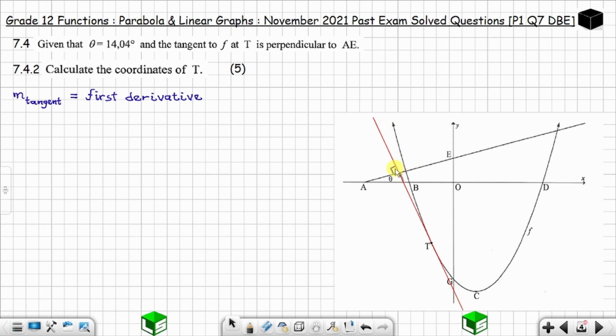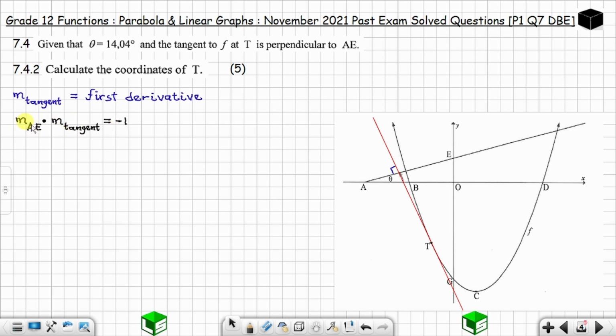Using this information, you are told that AE, the line AE, is perpendicular to the tangent. And you know the gradient of the line AE, you found it in the previous question. According to this information, you know that when two lines are perpendicular to each other, the gradient of one line times the gradient of the other line is equal to -1. So the product of the gradient of this line and this line, which is a tangent, must be equal to -1 because they are perpendicular to each other. So when two lines are perpendicular to each other, the product of their gradient is equal to -1.